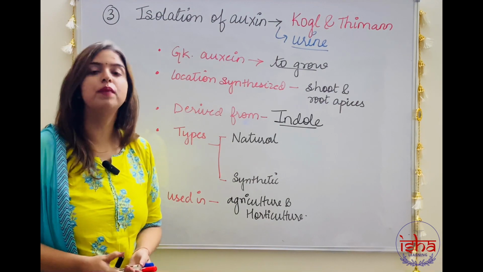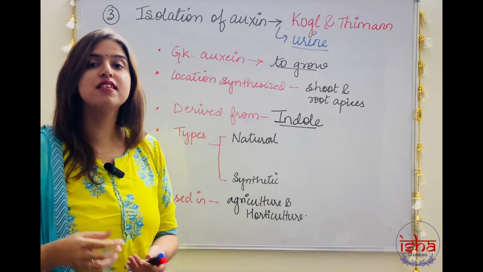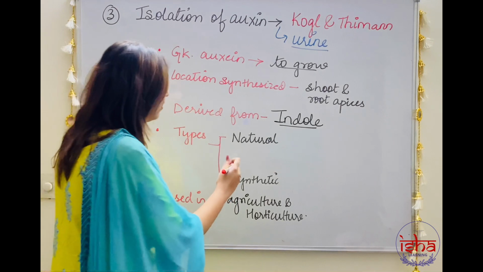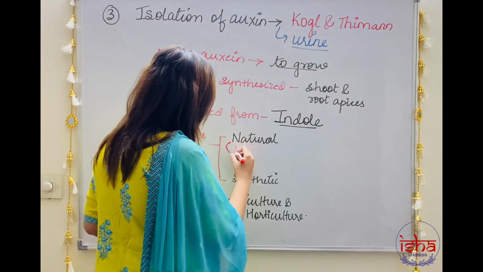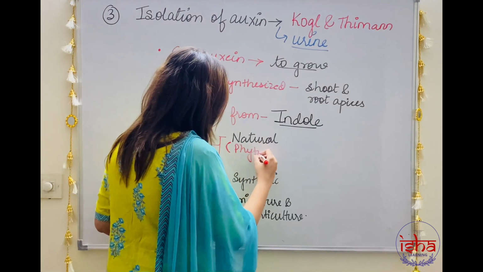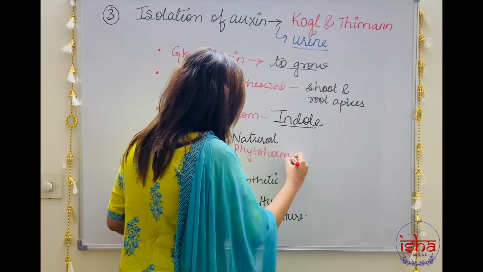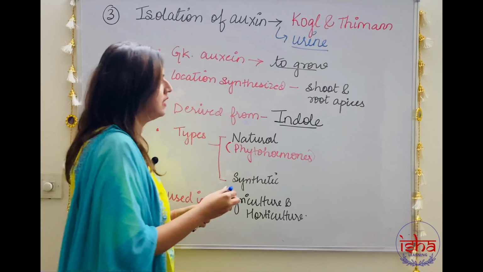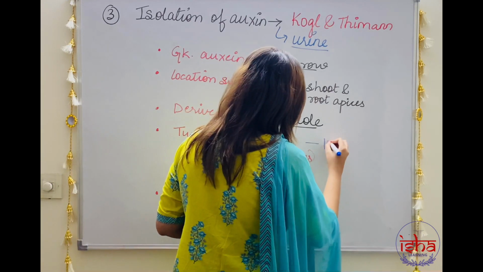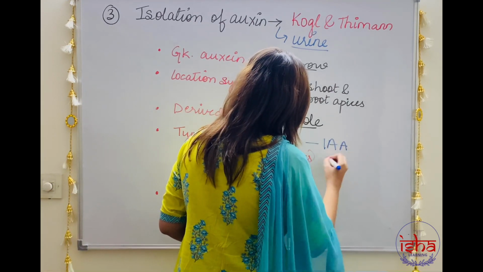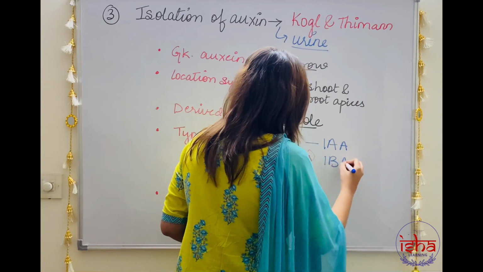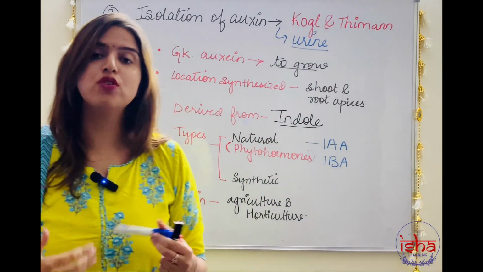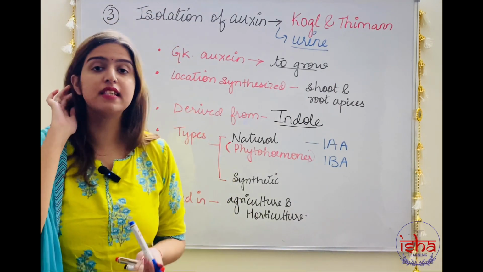Well, auxins could be natural, that are synthesized in the plant body, and in this case we know natural plant growth hormones are known as phytohormones. An example of these phytohormones is indole 3 acetic acid and indole butyric acid. They come in the category of natural auxins and they are the phytohormones. They are made by the plant itself.